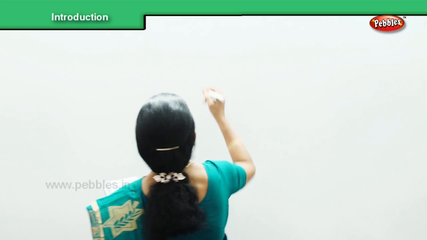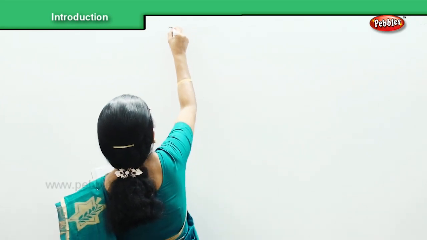So let's look at the new topic, determiners. Let's look at what are these determiners. Okay? Determiners.